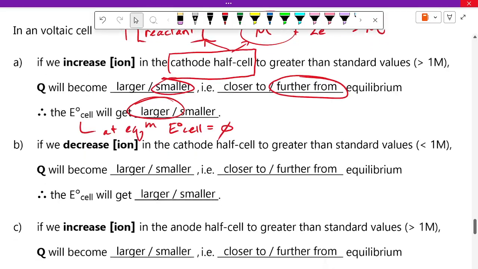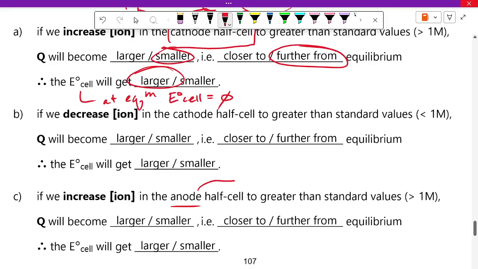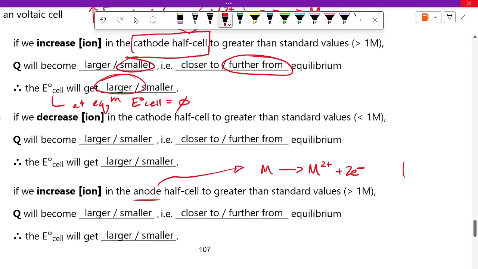Now, if we go to our anode half reaction, that's going to be an oxidation. So that's going to be the metal becoming metal 2+ plus 2 electrons. If we increase the concentration of M2+, that means we have increased the concentration of reactant or product? It's on the right-hand side. It's the product.